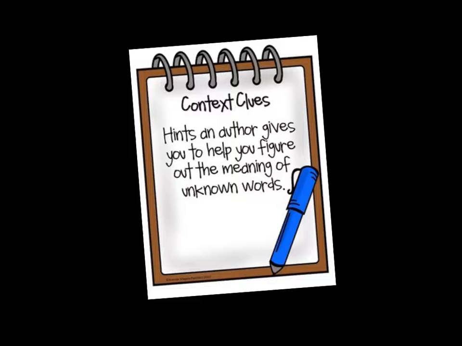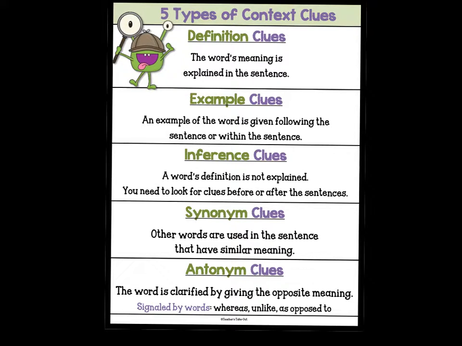So, word wizards, those clues we're going to be using in the text are called context clues. They're inside the text. So that's why they're called context clues. There we go, text right there. Hints an author gives you to help you figure out the meaning of unknown words. Now last time, we really worked on synonym clues and antonym clues, looking for those clues in the sentences that might be the similar or opposite meaning of our word gap word. Today, we're going to work on two different types of clues. We're going to work on definition clues and example clues.